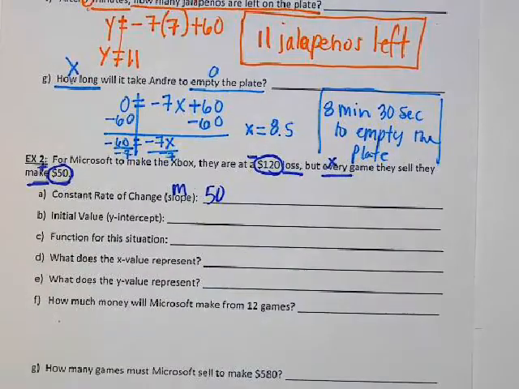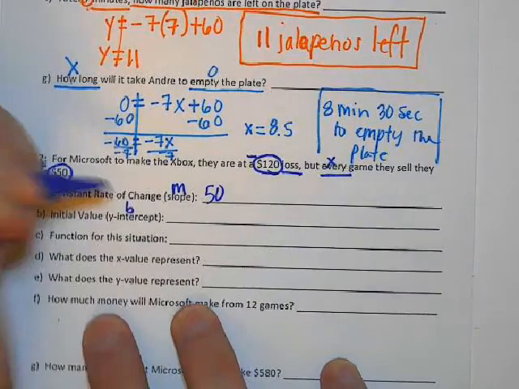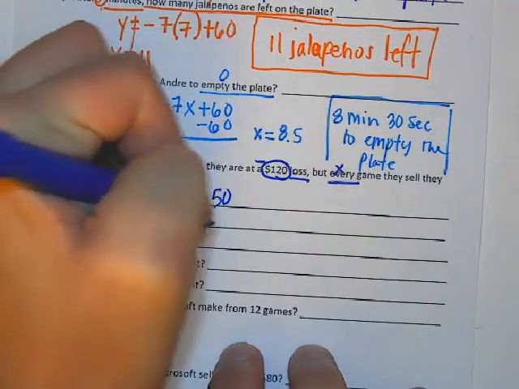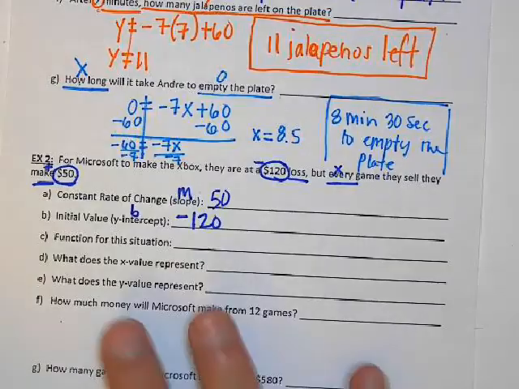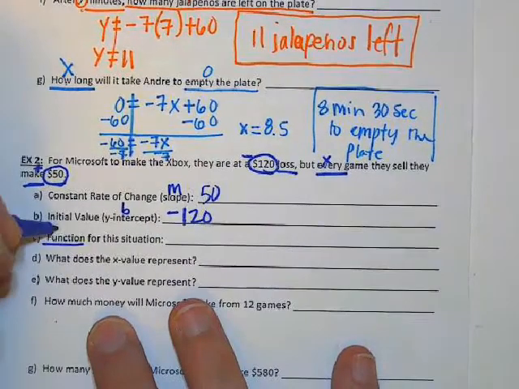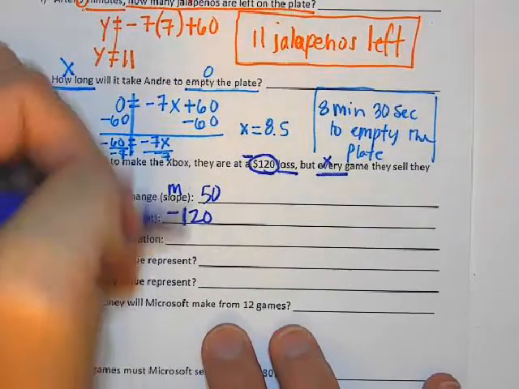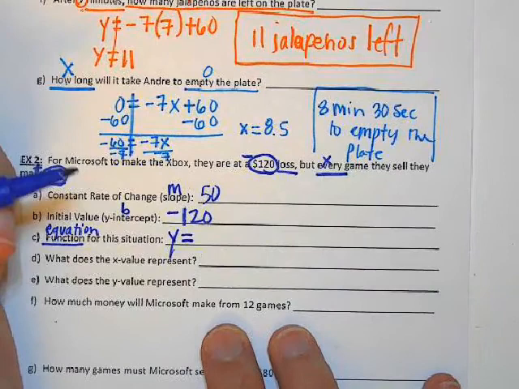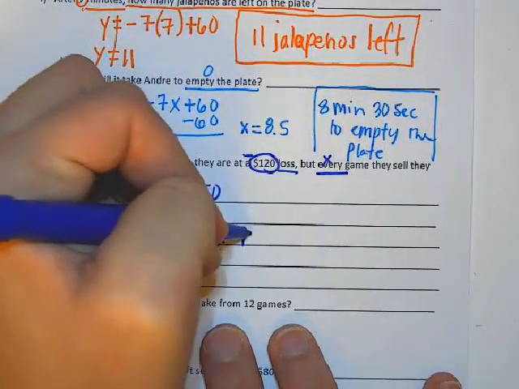Then it says they're at, or what's my y-intercept? That's my b, my initial value. What's my initial value? Negative 120. Costs them that much to start. Function means what? Equation. So how would I write my equation? Y equals 50x minus 120.